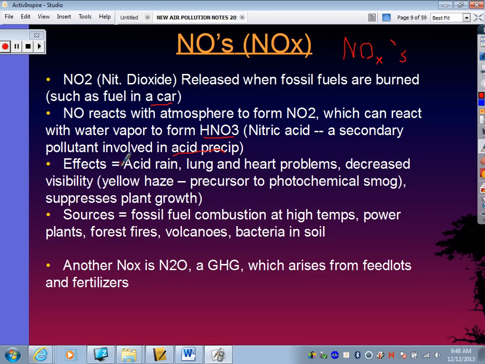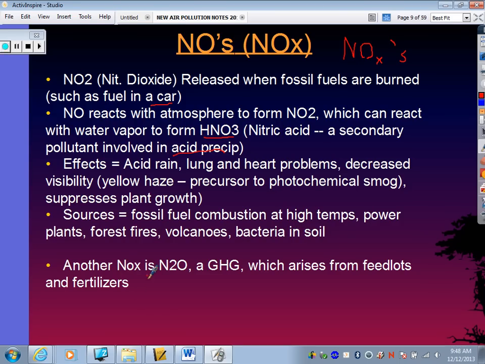Effects of these NOxes, again: they can lead to acid rain, they can cause lung and heart problems, they can cause decreased visibility because NO2 can cause a yellow haze, and they can react with other stuff to form photochemical smog, and I'll show you the reactions for that in a little bit. They can also suppress plant growth. So NOs are going to come from fossil fuel combustion, power plants, forest fires, volcanoes, bacteria again. And remember, in our nitrogen cycle, we talked a lot about the bacteria in the soil, so they can release nitrogens back into the atmosphere.